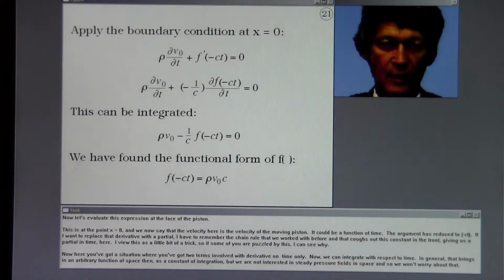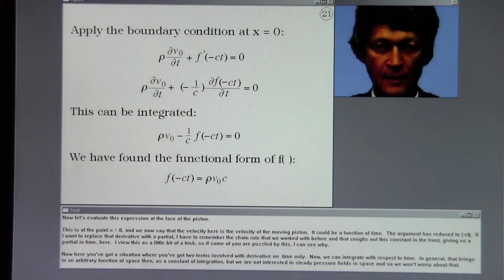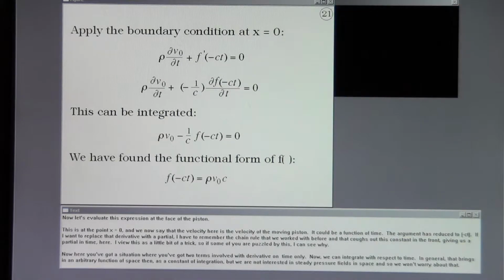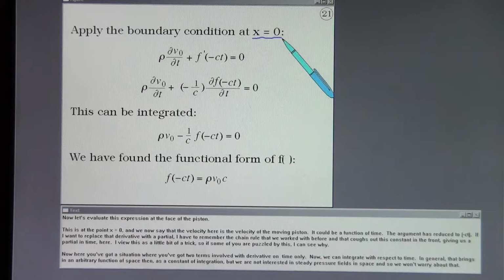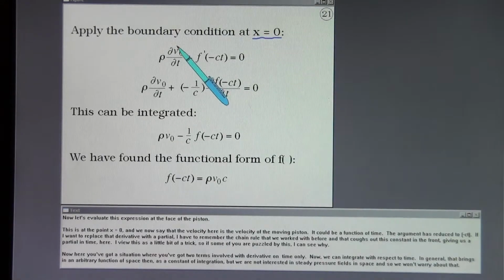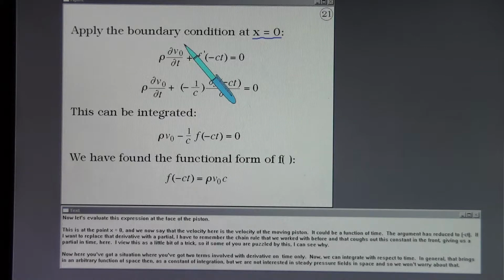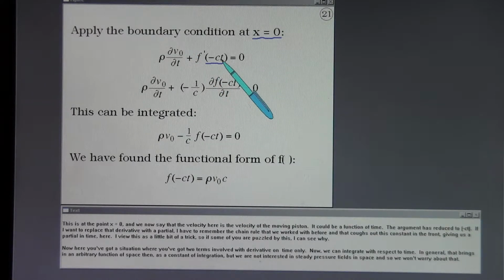Now let's evaluate this expression at the face of the piston. This is at the point x equals 0. And we now say that the velocity here is the velocity of the moving piston. It could be a function of time. The argument has reduced to minus ct.